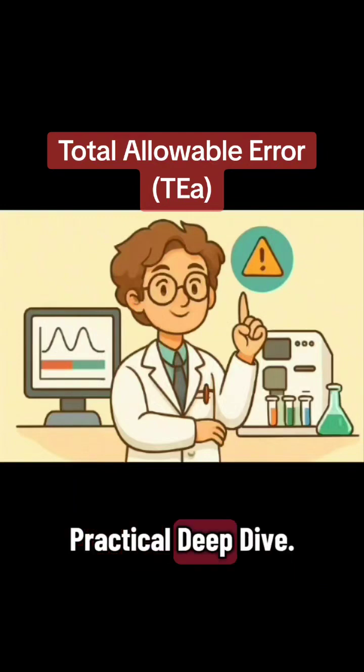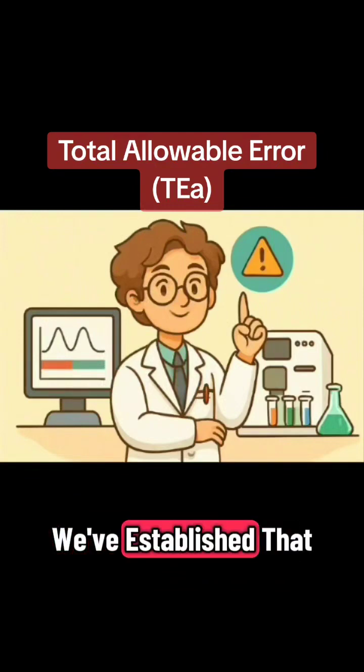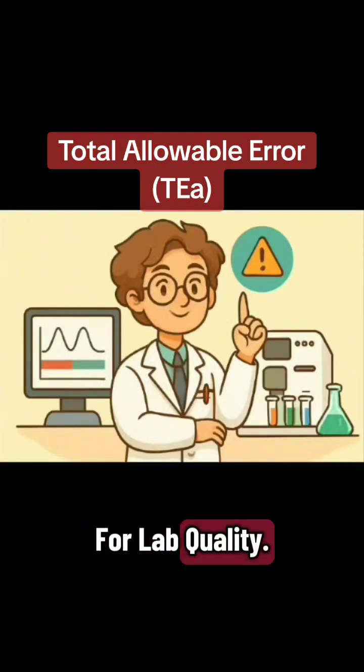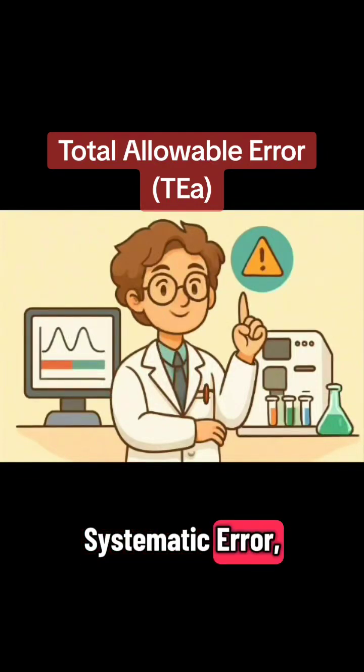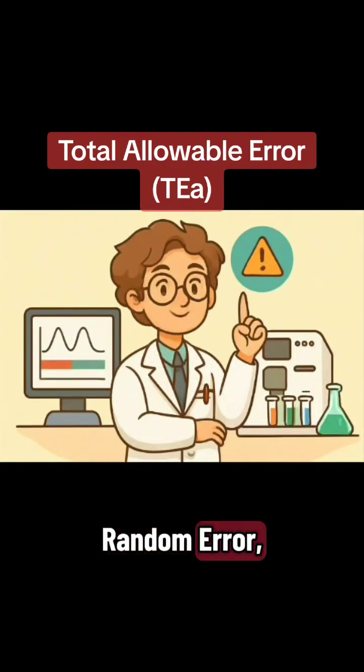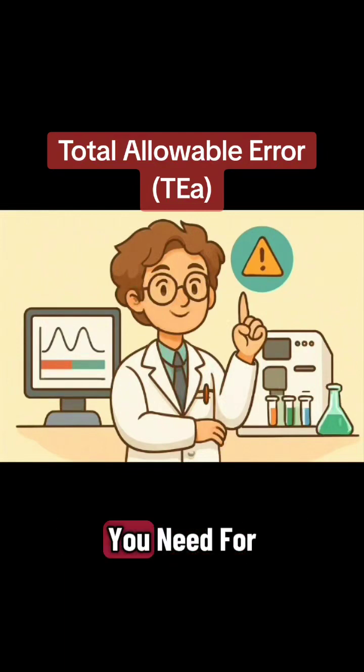So this has been a really practical deep dive. Let's quickly recap the key takeaways for everyone listening. We've established that T is really the supreme metric for lab quality. It's better than simple accuracy because it forces you to combine systematic error, the bias, with random error, the SD. And that the statistical guardrail for all of this is that Z factor. That crucial Z factor of 1.96, which gives you that non-negotiable 95% confidence level you need for clinical work.